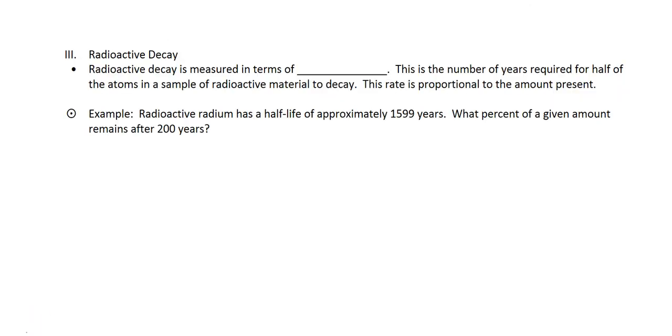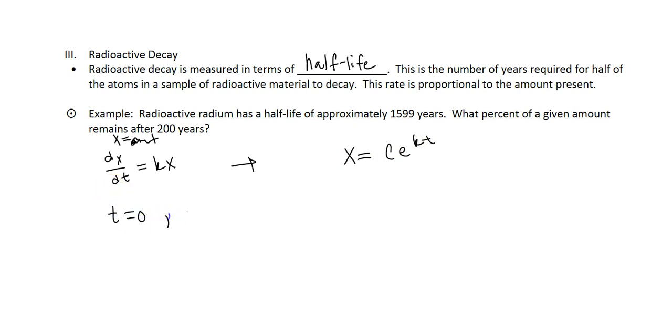And like I said earlier, radioactive decay is measured in terms of half-life, which is the amount of time it takes for half of a sample to decay. And this rate is proportional to the amount that's present at whatever time you start. So this is saying that if x equals the amount you have, then dx over dt is equal to k times x, which tells me that x is equal to some c e to the kt.